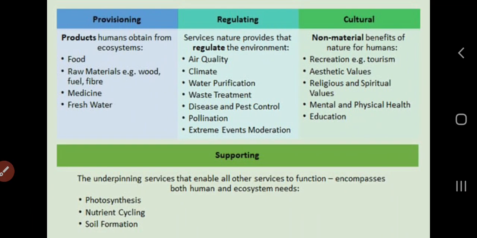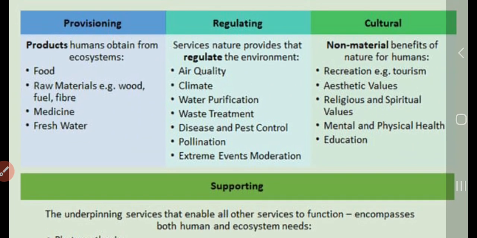Now, let's see this last diagram. In this diagram, we have highlighted these whole points. That means provisioning services include products humans obtain from the ecosystem. That means food, raw materials, fuel, fiber, medicine, fresh water. Similarly, regulating services means services that regulate the ecological balance of our environment.